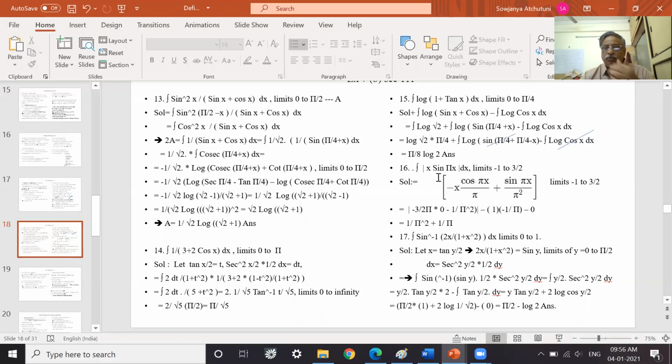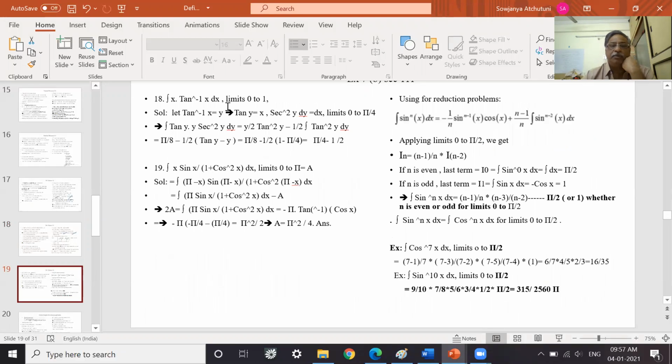Okay. So what have we done in this problem? We have seen sin inverse sin y. 2t by 1 plus t square is sin y. So when x is tan y by 2, 2 tan y by 2 by 1 plus tan square y by 2 is sin y. This is how we have simplified this equation. Let us see another problem.